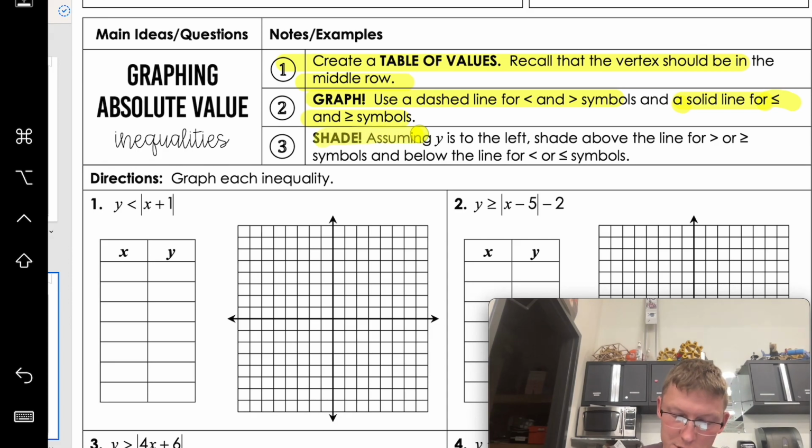And then we're going to shade. Assuming y is to the left, shade above the line, or greater than, for greater than or equal to symbols, and below the line for less than or equal to symbols. Once we get into some examples, if you think about it and logic it out, it becomes a little bit more obvious. But I'll show you a trick. If you just need a mathematical formula that works every time, I'll show you that as well.